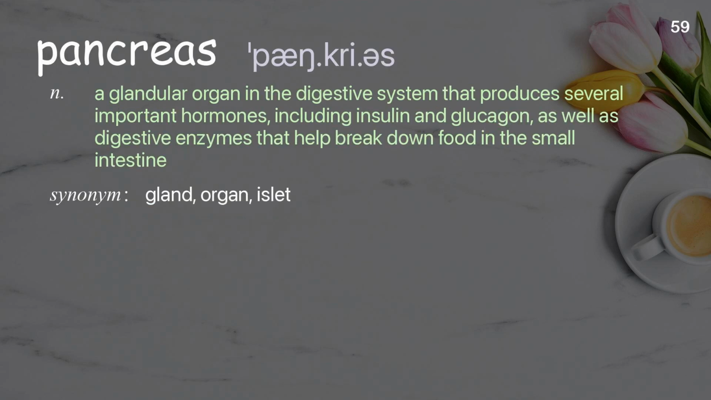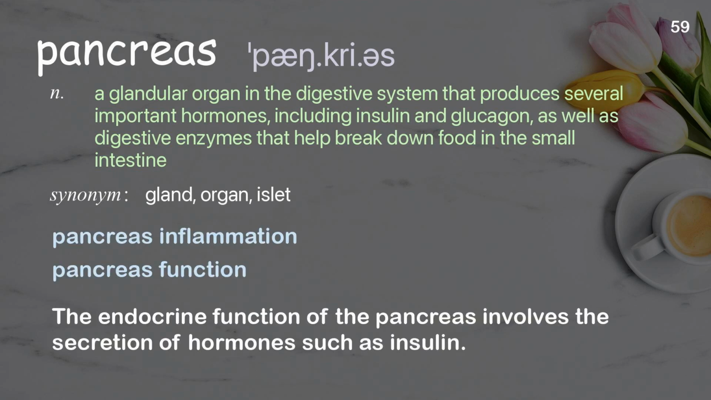Pancreas. A glandular organ in the digestive system that produces several important hormones, including insulin and glucagon, as well as digestive enzymes that help break down food in the small intestine. Examples: pancreas inflammation, pancreas function. The endocrine function of the pancreas involves the secretion of hormones such as insulin.